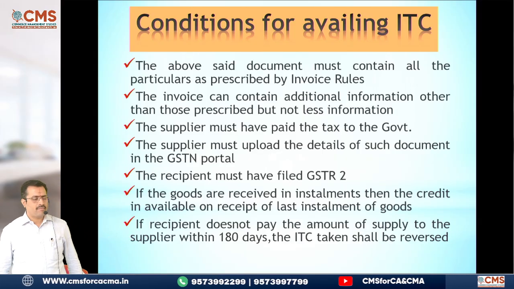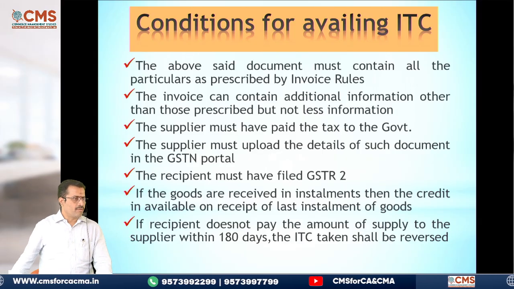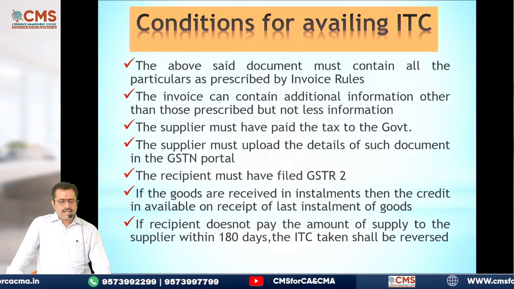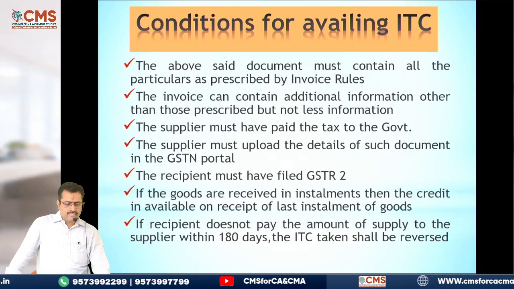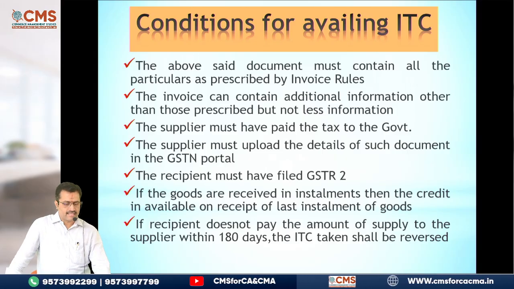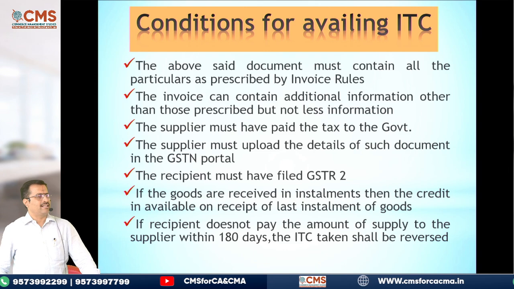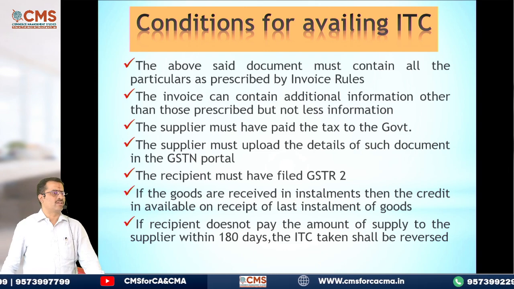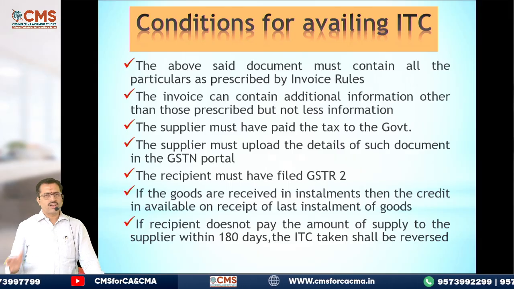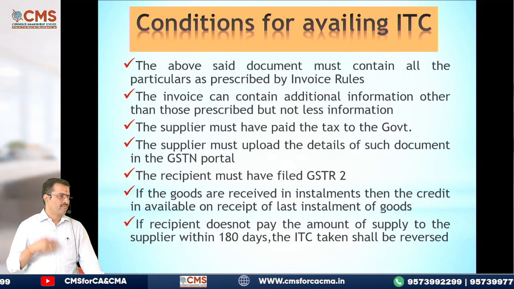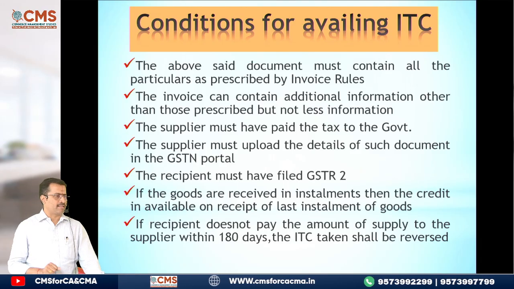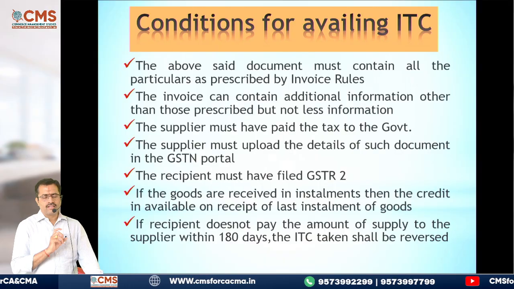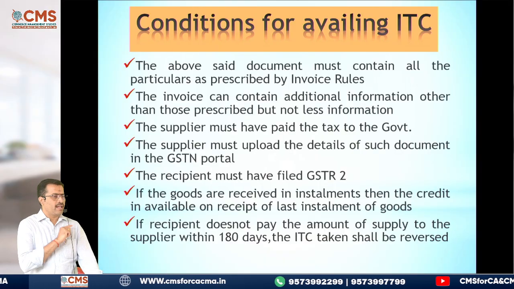Then the supplier must have paid tax to the government. Obviously, only then will the government get that amount of tax. Next, the supplier must upload all the details on the GST portal. And then the recipient must have filed GSTR2. Actually, this is a redundant point. This does not have any relevance. Why? Because now the recipient cannot file GSTR2. GSTR2A and 2B are auto-populated. They are only for viewing purposes. You cannot amend, you cannot do anything. They have kept this point because earlier, when the law was introduced, they brought this point.